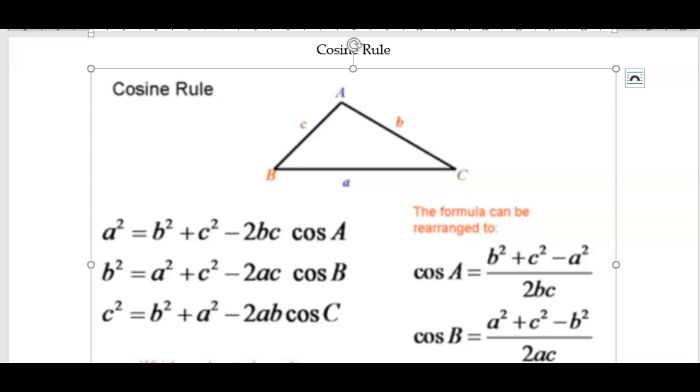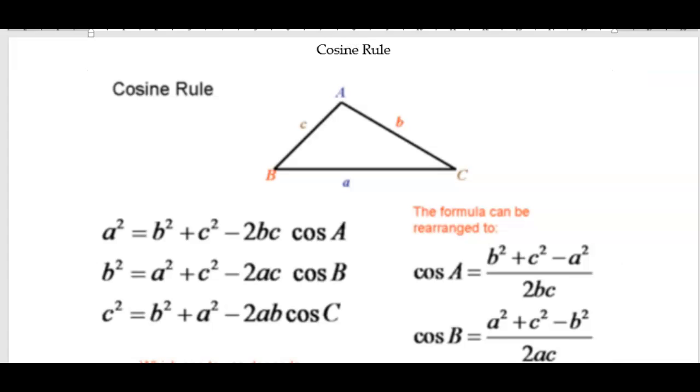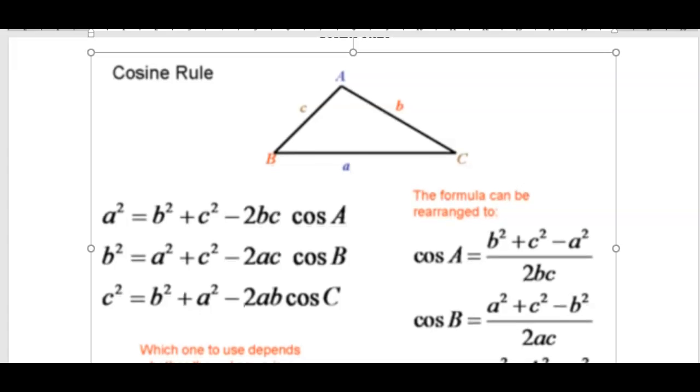Previously we had looked at using the sine rule to solve for missing side lengths and missing angle sizes in non-right angle triangles. Right, so this is the second part of that lesson in which we're going to focus on the cosine rule. The very first thing I want to focus on is labeling sides again.